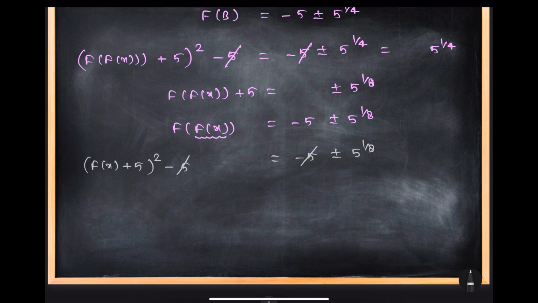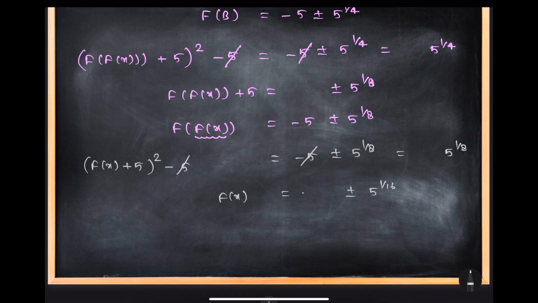Now on the left hand side we have something square. So you know that if you are dealing with real numbers, square of something should be a positive number, but they are giving you the option as a negative number, so it is rejected. So the only possible case is 5 power 1 by 8. So can I take square root both sides? So we will be left with f of x plus 5 is equal to plus or minus 5 power 1 by 16. Can I send this 5 to that side?